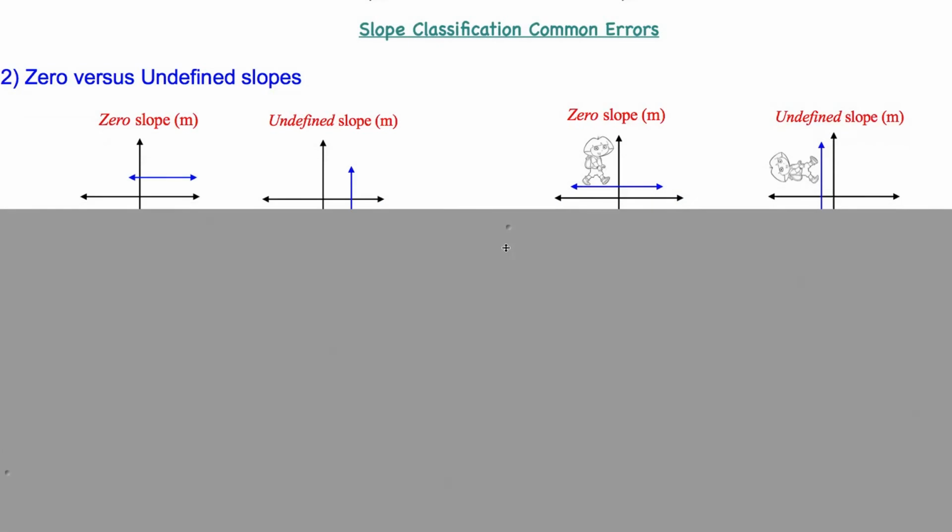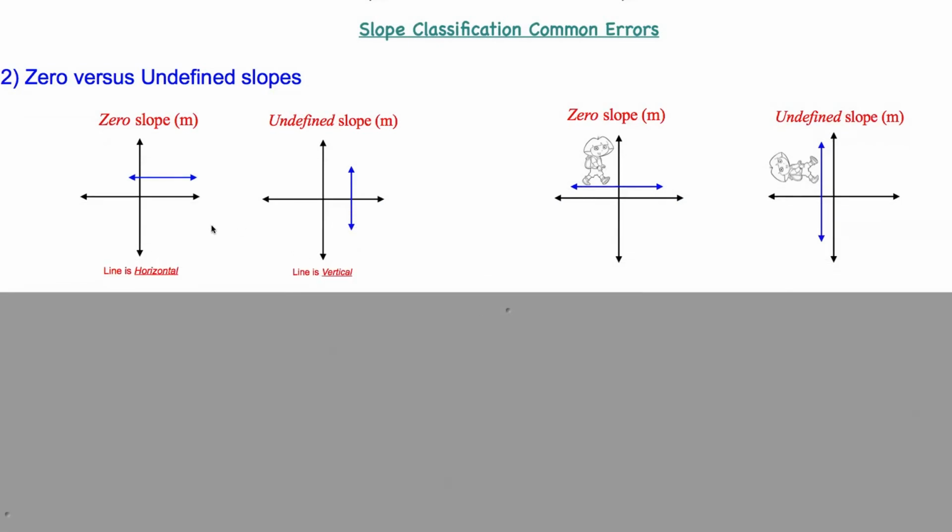The other common error is mixing up a zero versus an undefined slope. A zero slope is a flat line or a horizontal line, whereas an undefined slope is a vertical line which goes straight up and down. One way of thinking about it is that a zero slope is very easy. It takes zero effort to walk along a nice straight line, as opposed to an undefined slope, which is very challenging to walk straight up a line.